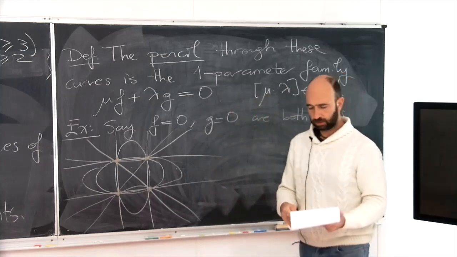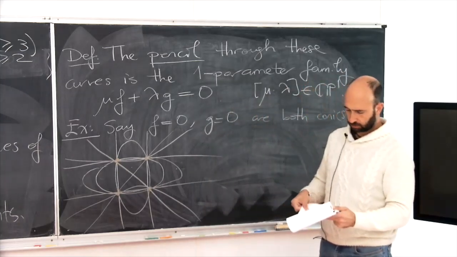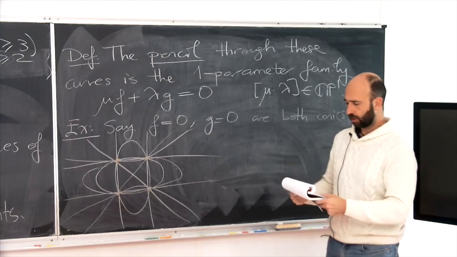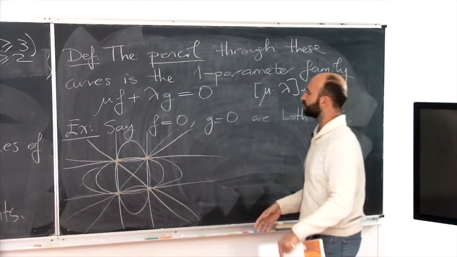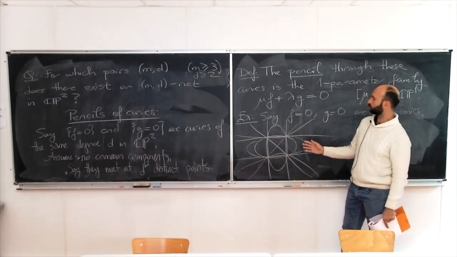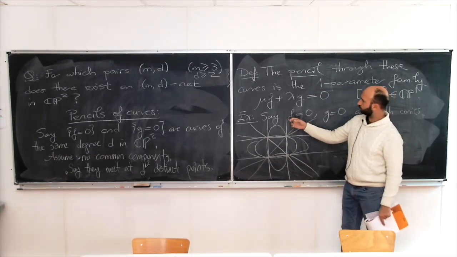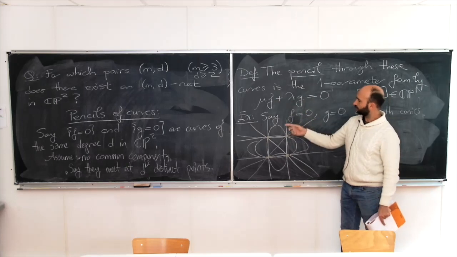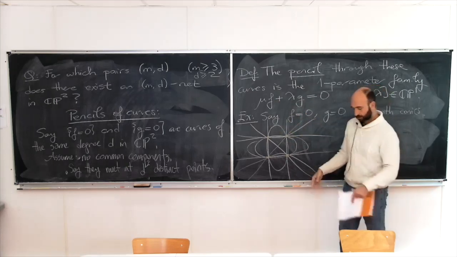Okay, now let's try to make this relation a little bit more precise. In a pencil, these nets seem to be corresponding to the completely reducible fibers, where the combination breaks up into a product of lines.